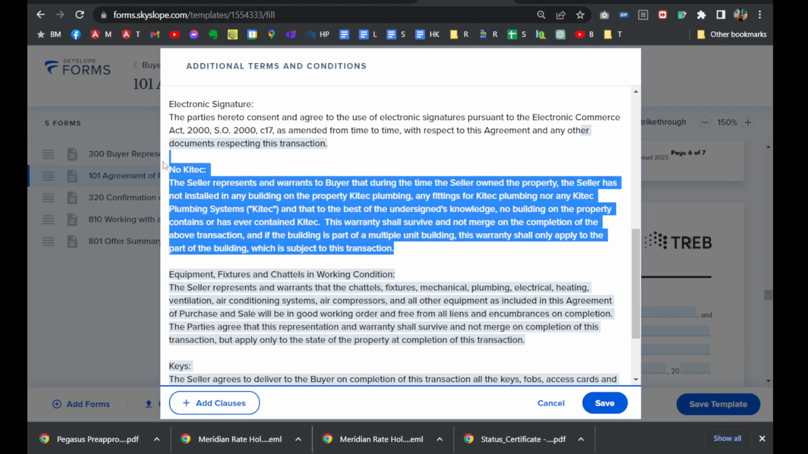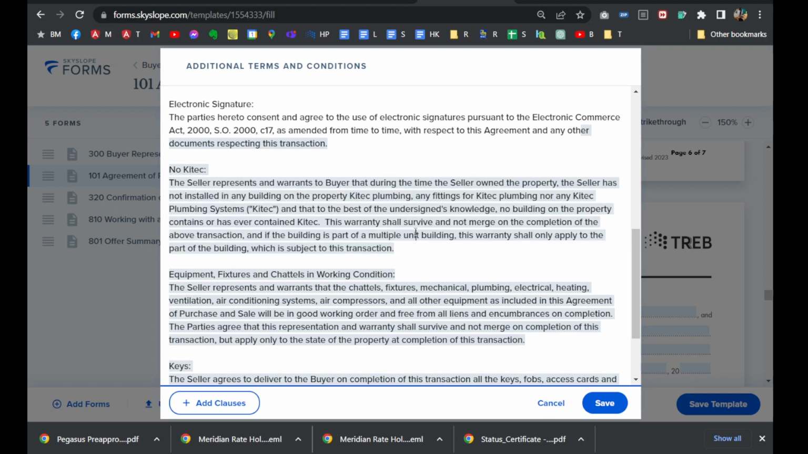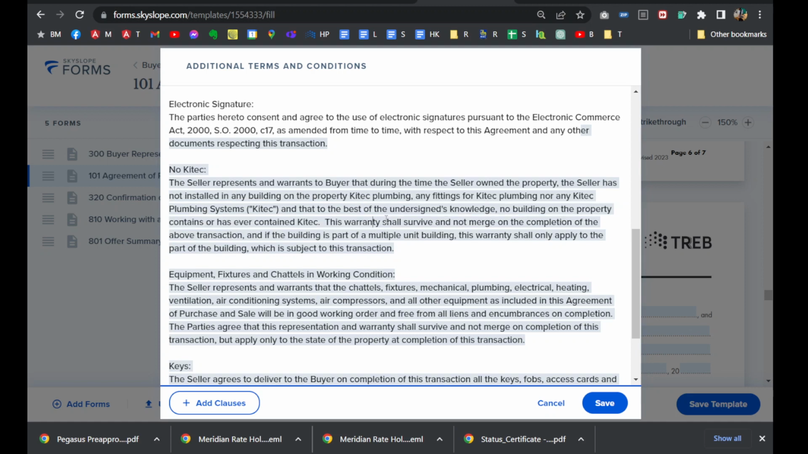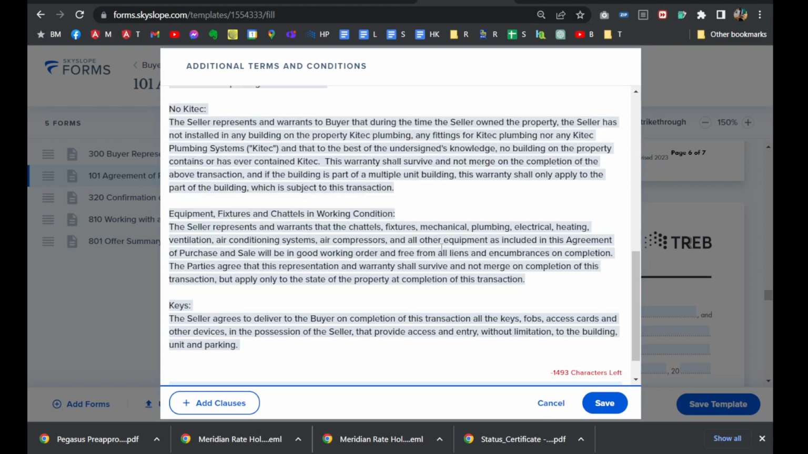Kitec plumbing is bad. You guys can Google that. That's not good. So we're just going to make sure we write it here. If they didn't tell us that there was Kitec plumbing, they've got to tell us right now. And if we find Kitec plumbing later, before closing, there could be things with this clause. It'll protect you from it.